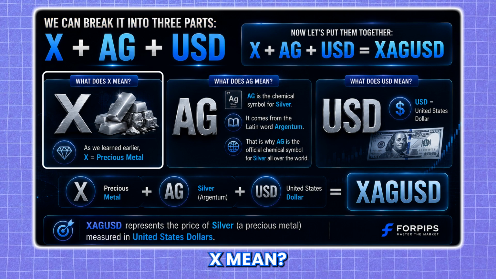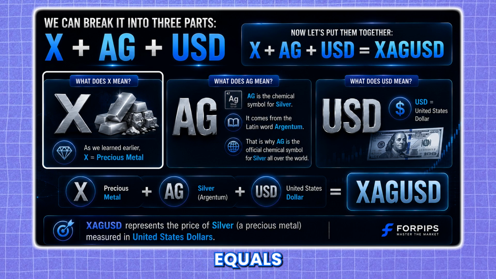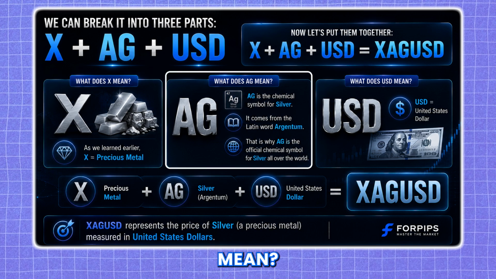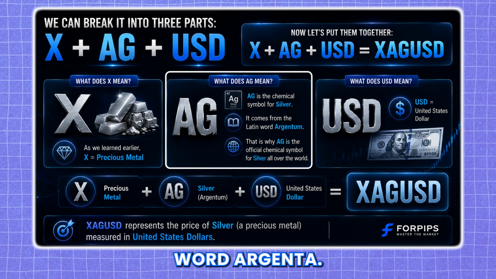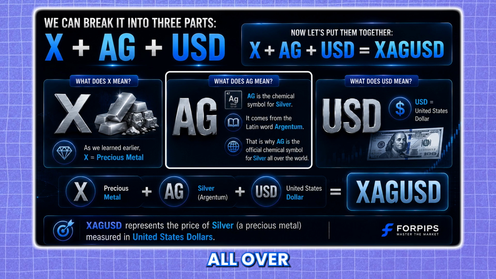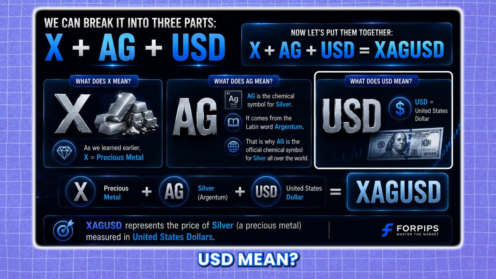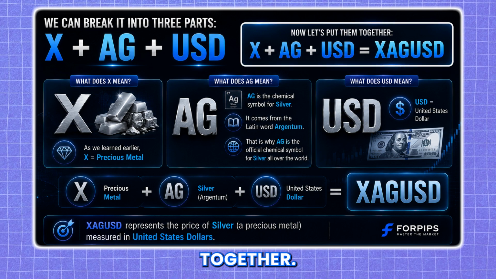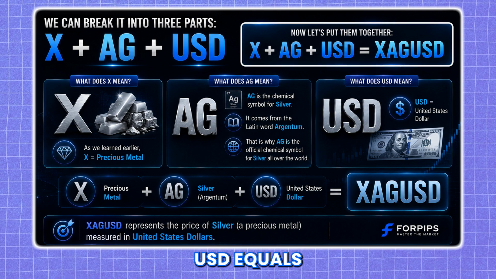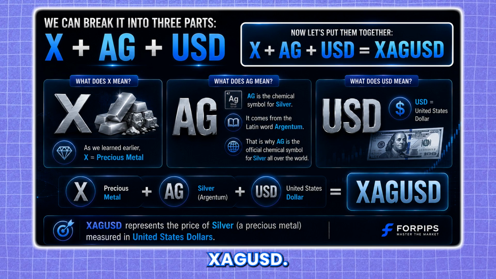What does X mean? As we learned earlier, X equals precious metal. What does AG mean? AG is the chemical symbol for silver. It comes from the Latin word argentum. That is why AG is the official chemical symbol for silver all over the world. What does USD mean? USD equals United States dollar. Now let's put them together. X plus AG plus USD equals XAGUSD.